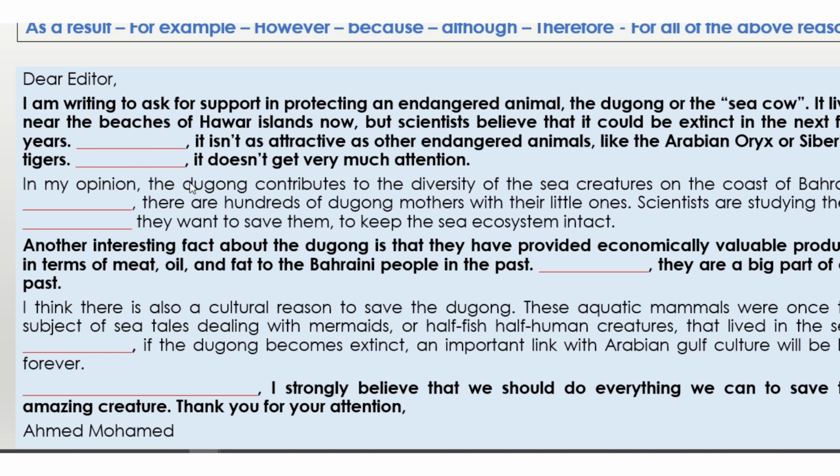In my opinion, the dugong contributes to the diversity of the sea creatures on the coast of Bahrain. There are hundreds of dugong mothers with their little ones. Scientists are studying them. They want to save them to keep the sea ecosystem intact. So what should we put here?